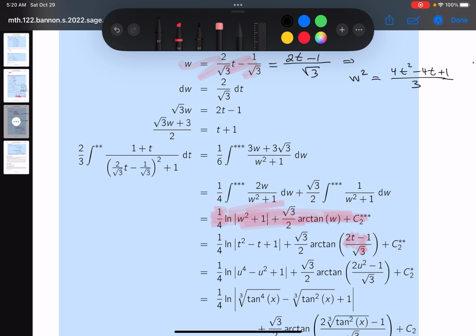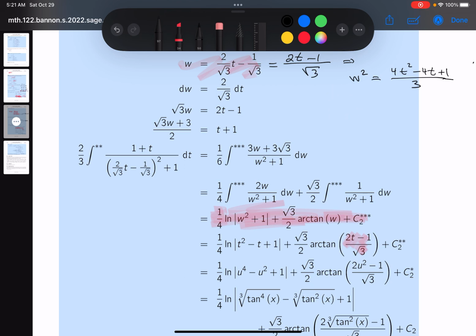Did I do that right? Let's see. Did I square it? That's 2t over √3 minus 1 over √3. And then w = (2t − 1)/√3. Did I square it? 4t² − 4t + 1. Yeah, I get (4t² − 4t + 1)/3. Let's keep going over here. No, I'm just going to substitute it in. That's what I'm going to do. I want to do that.